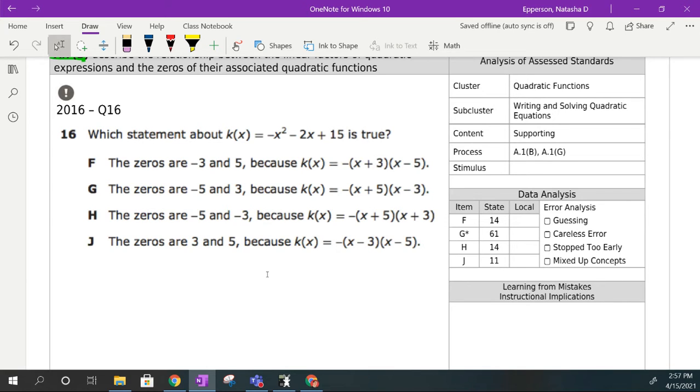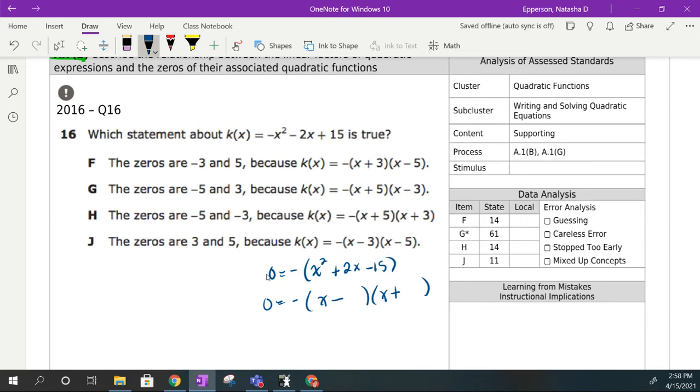All right, which of the statements is true about this quadratic equation given to us? Negative x squared minus 2x plus 15. Basically, we're going to just go ahead and solve this. I can take out a negative 1, all right? If I take out a negative 1, I have a GCF of 1, so this would equal negative 1 times x squared plus 2x minus 15. Okay, now that's going to give me 0 is equal to negative. All right, I'm going to think of the factors of negative 15. We know we're going to have a negative and a positive.